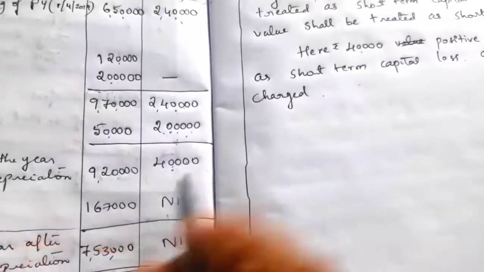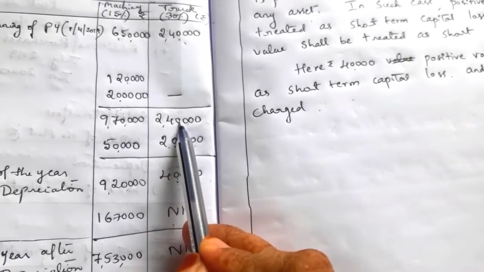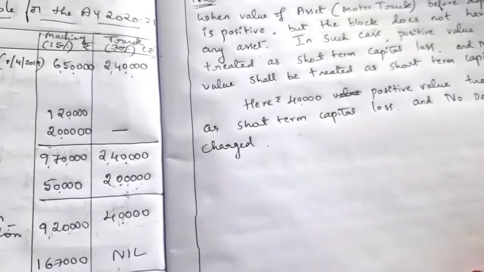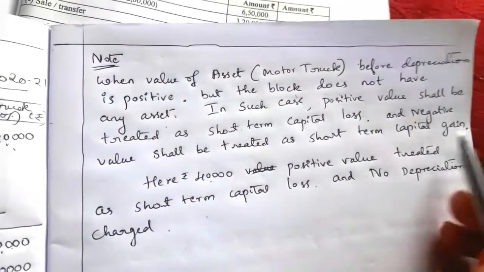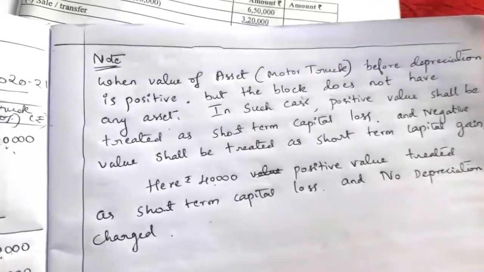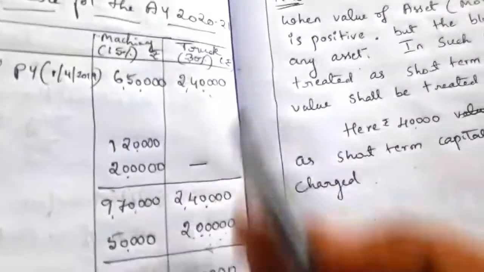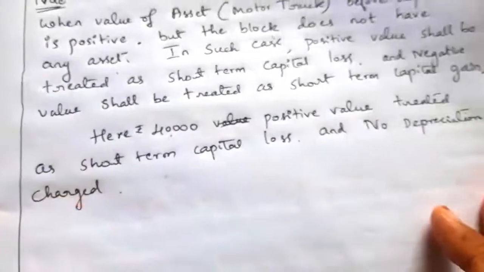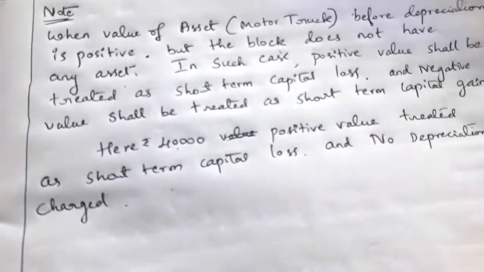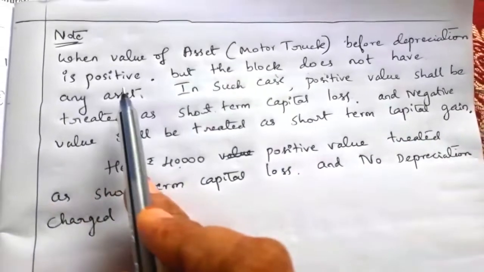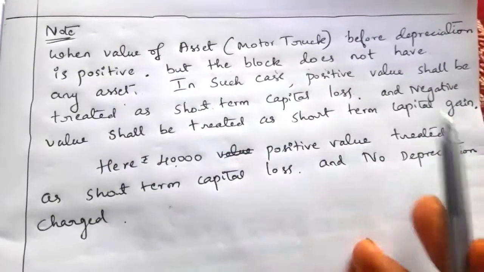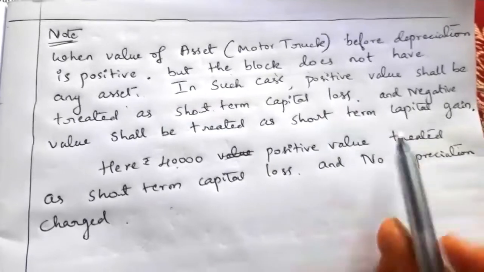If we get a negative value, it means we sold that asset for more value, and then it will be treated as a short-term capital gain. So this rule is applicable only when that block has only one asset. Here they have clearly mentioned one motor truck. When we have one motor truck or one asset, one plant and machinery or one furniture, in that case we have to apply this condition. We can't charge depreciation here; we have to take the positive or negative value as a short-term capital loss or short-term capital gain.